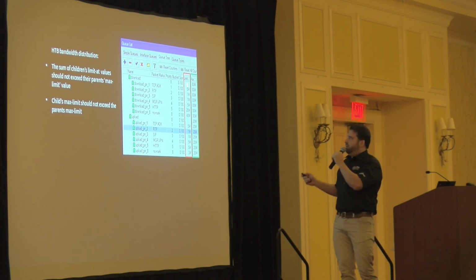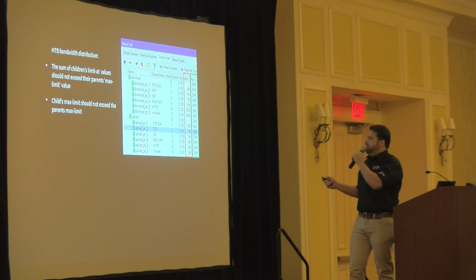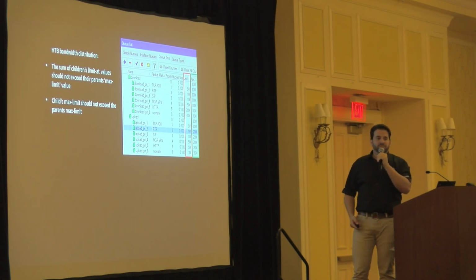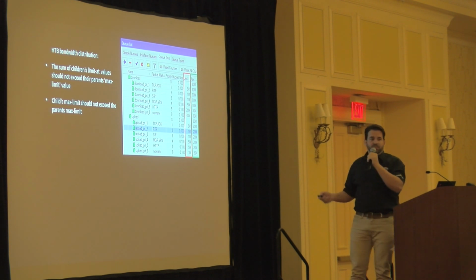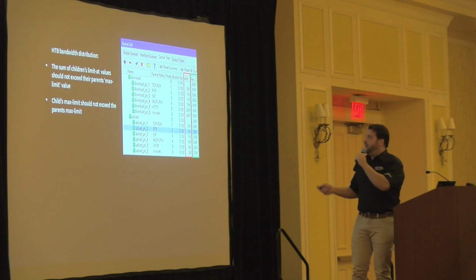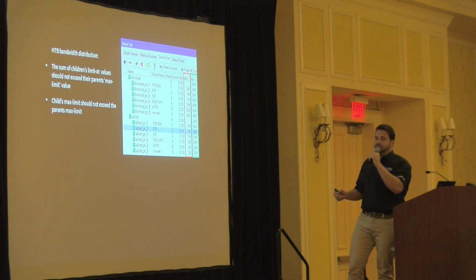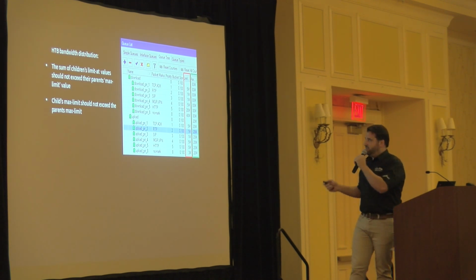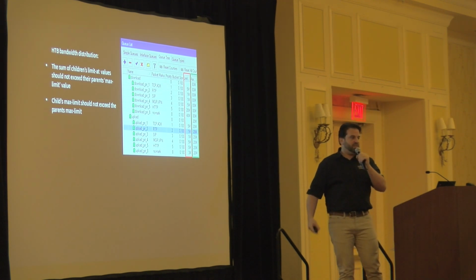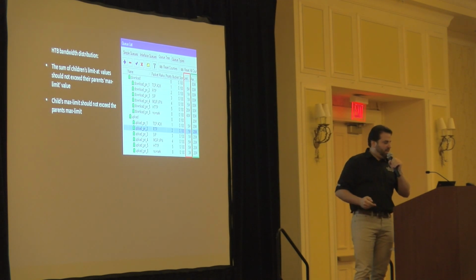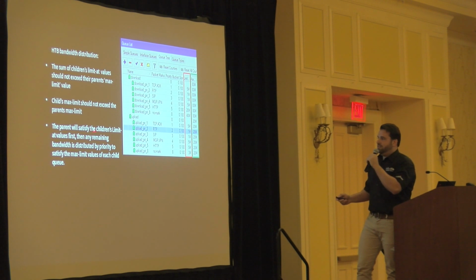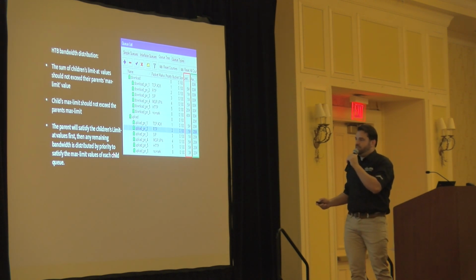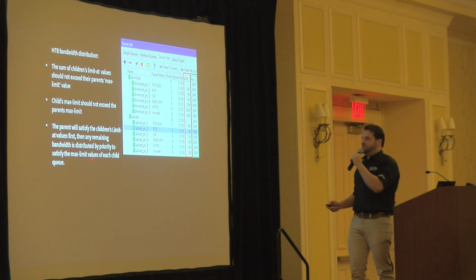Over here you see we have our child queues, and you add these up and they equal 80 meg, all right? And that's the guaranteed bandwidth, no matter what. If you do the math right, which is very simple, you will always be able to feed your children this much bandwidth. Now the max limit is obviously how far they could go up to, and that's where priorities start to come into play. So again, I'm going to say the rule. The parent will satisfy the children's limit at values first, then any remaining bandwidth is distributed by priority to satisfy the child's max limit values.